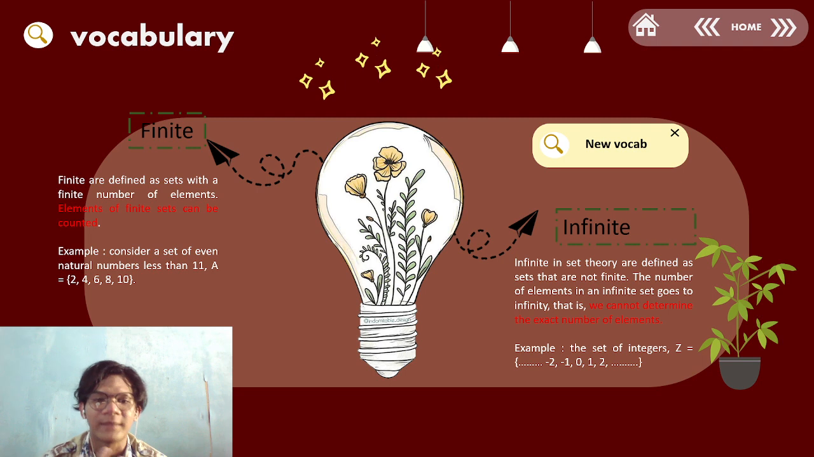Next is infinite. Infinite in set theory are defined as sets that are not finite. The number of elements in an infinite set goes to infinity. That is, we cannot determine the exact number of elements. For example, the set of integers Z. Z is integer, bilangan bulat, from minus 2, minus 1, 0, 1, 2, and etc. Okay, so we have cleared the vocabulary.